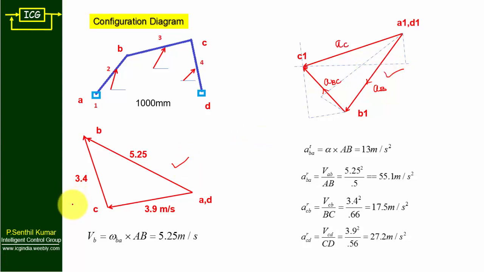Now we will move on to step number 2. So step number 2, find the magnitude, position and the point of application of force on each link. Let us consider a 4-bar mechanism.